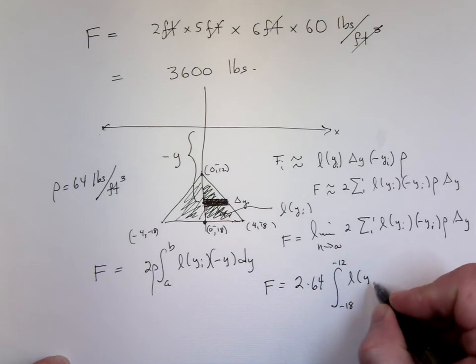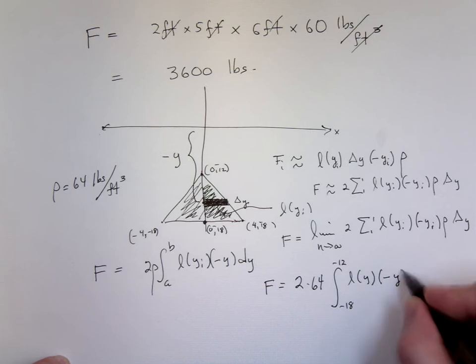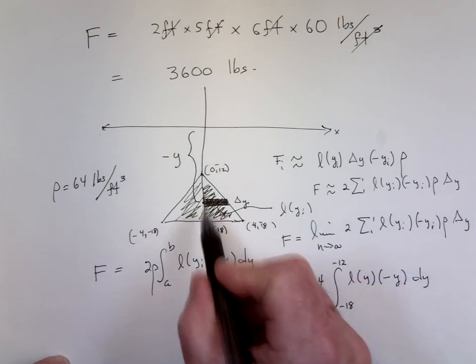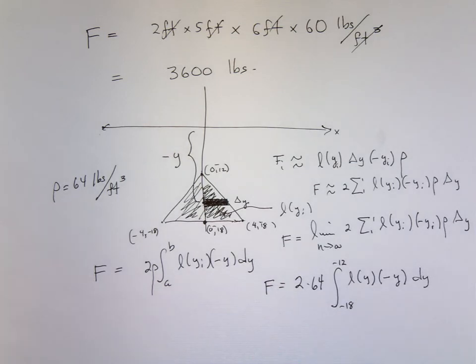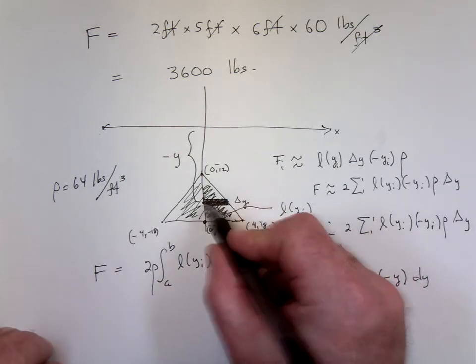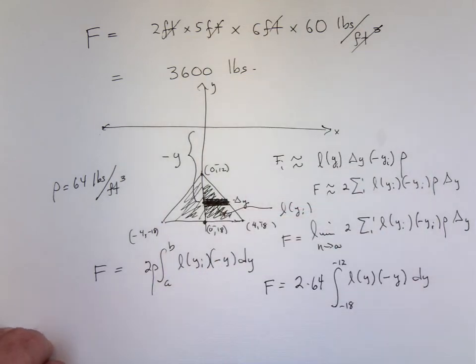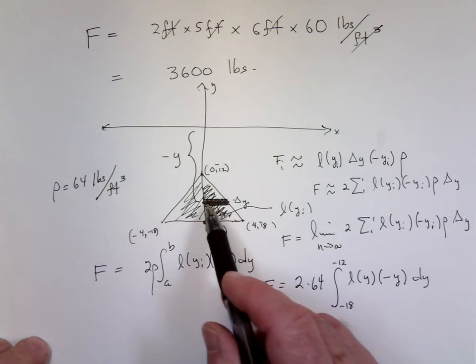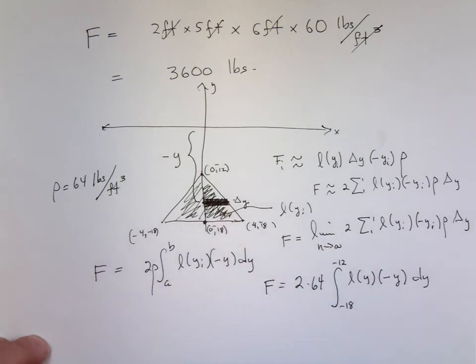What I need is this distance right here in terms of y. Well, the distance from the y-axis we know is x. I need it in terms of y. Here's what I'm going to have to do. I'm going to have to take this x value and get it in terms of y. And how am I going to do that? This is x, but I need it in terms of y. So how am I going to get that x in terms of y?